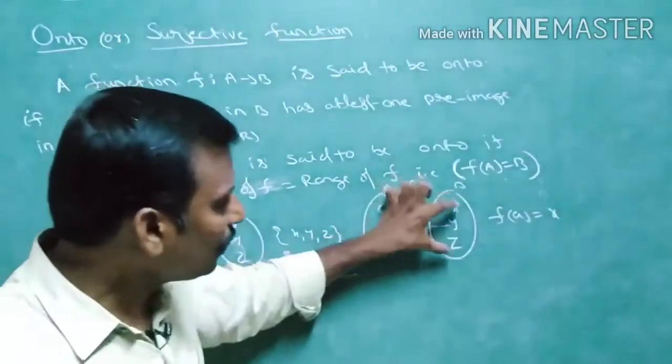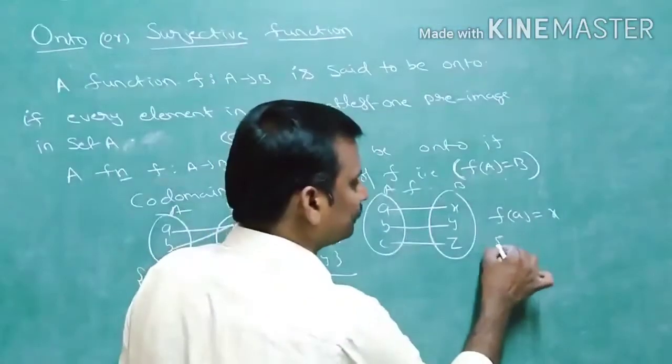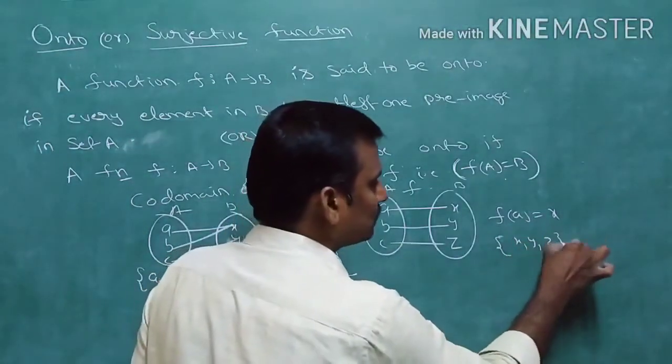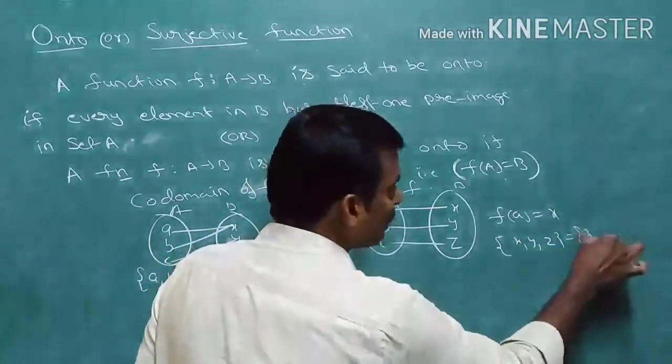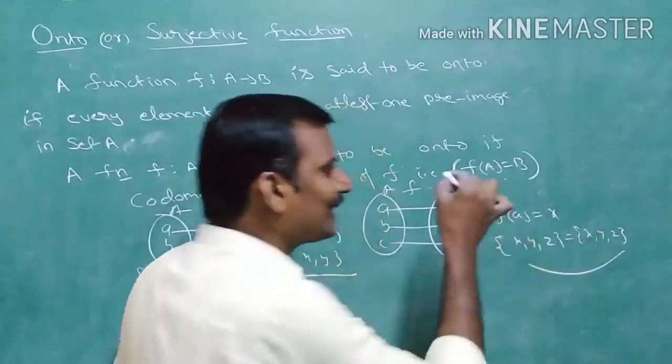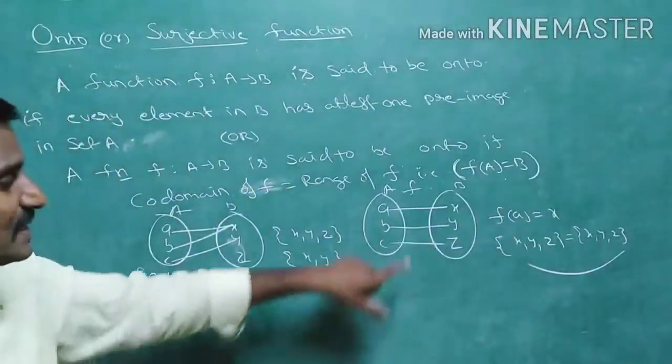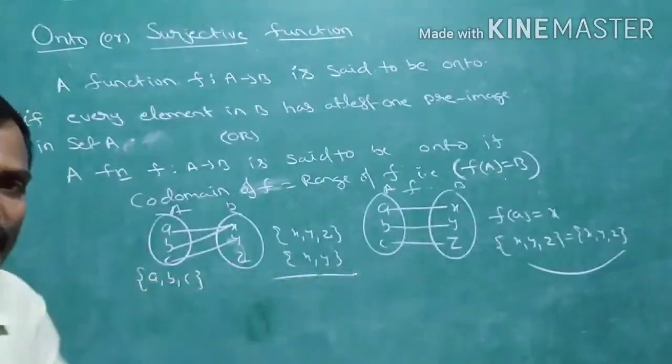Here, codomain is XYZ and range is also XYZ. Codomain and range both are the same. This is not an onto function.